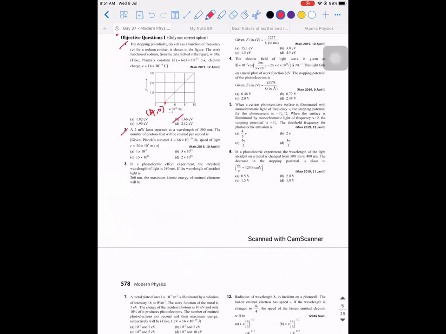A 2 milliwatt laser operates at a wavelength of 500 nanometer. The number of photons that will be emitted per second is? Sir, option B, sir. Option D. Yeah? B, sir. 5 into 10 power 15. Yes, that's right.